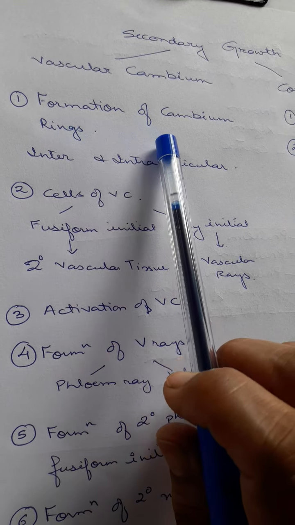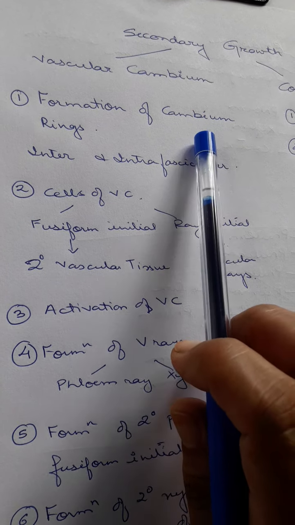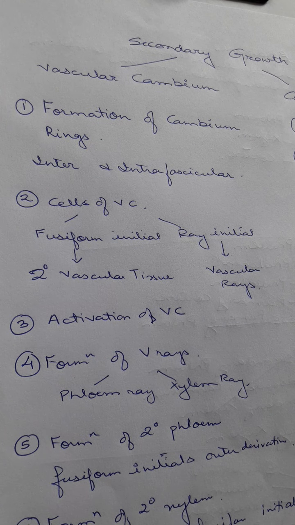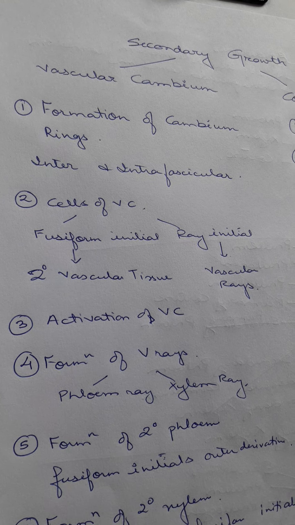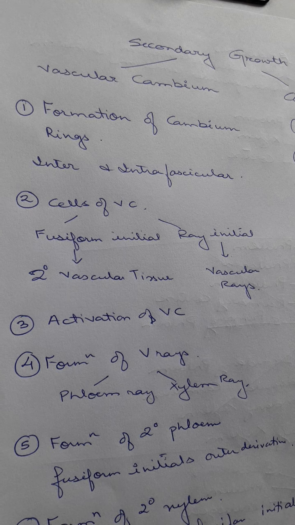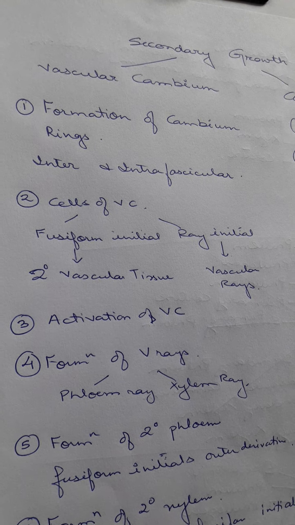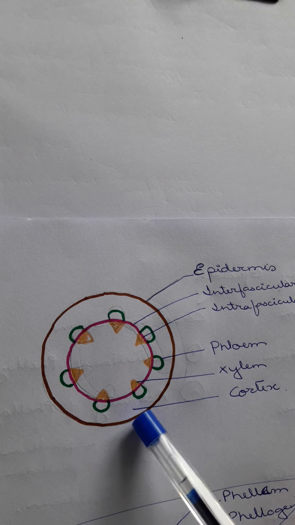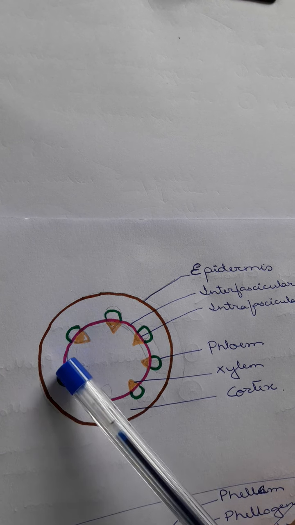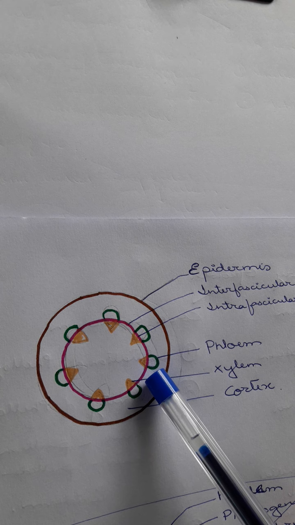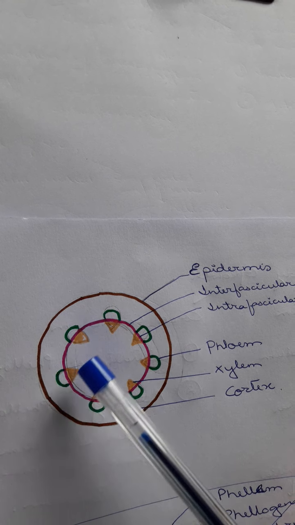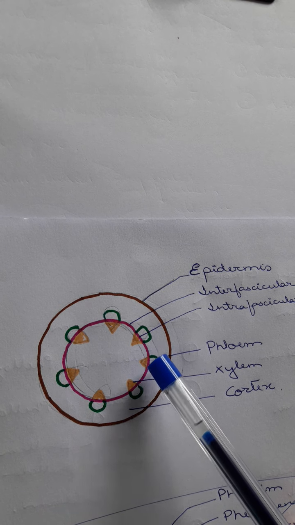Now, first is the formation of the cambium ring. Cambium ring formation means what happened here. The cambium tissue that is present is divided into two types. One is the interfascicular cambium and other is the intrafascicular cambium. Okay. Now, in this diagram, you can see this is the epidermis and this pink color region is the cambium ring. Okay, now this cambium ring is interrupted or it is passing through the different vascular bundles.